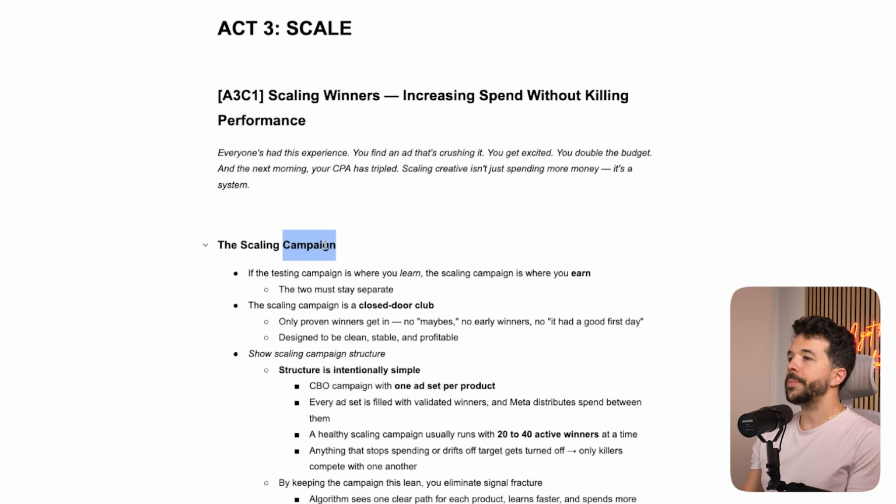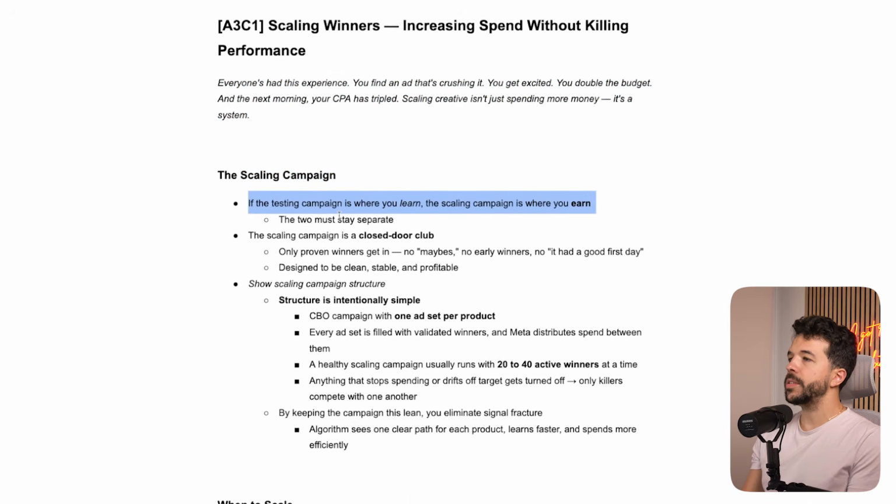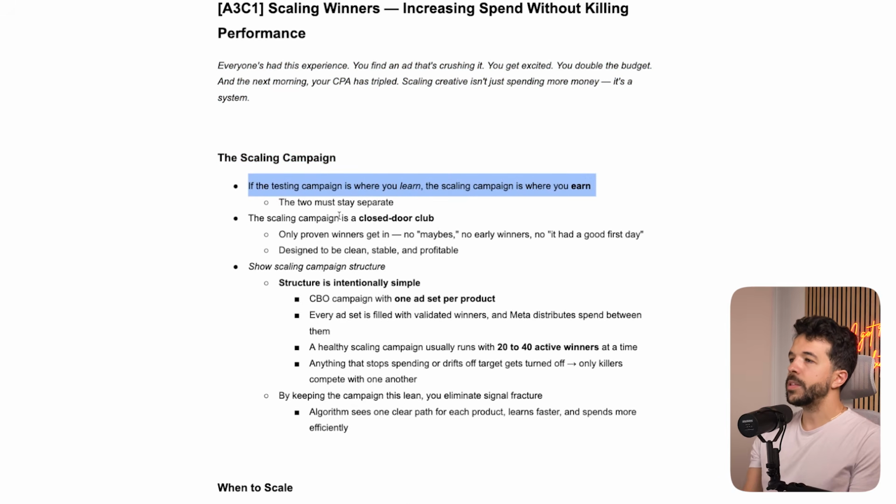So, the scaling campaign. If the testing campaign is where you learn, the scaling campaign is where you earn. The two must stay separate.